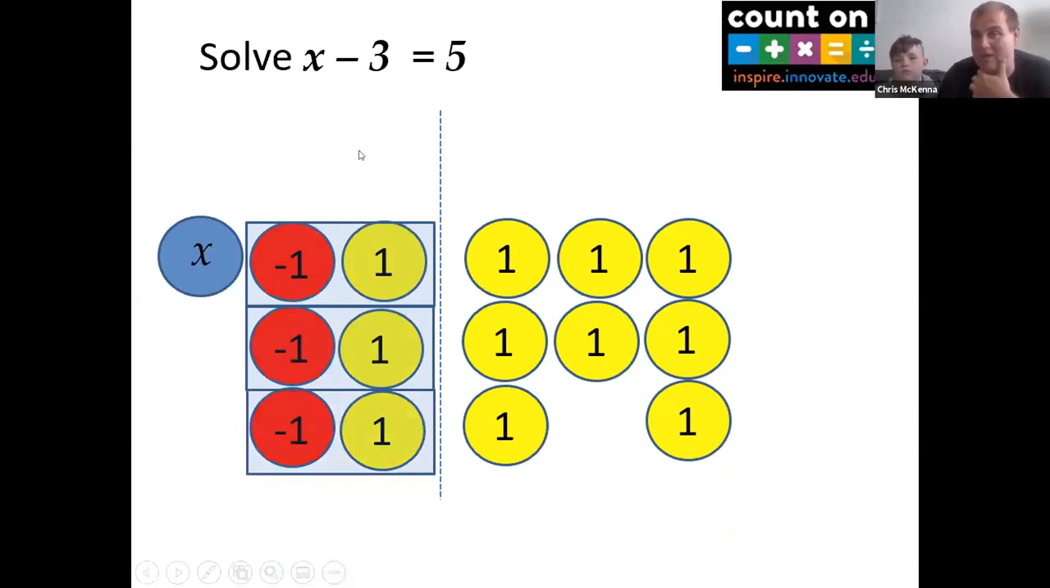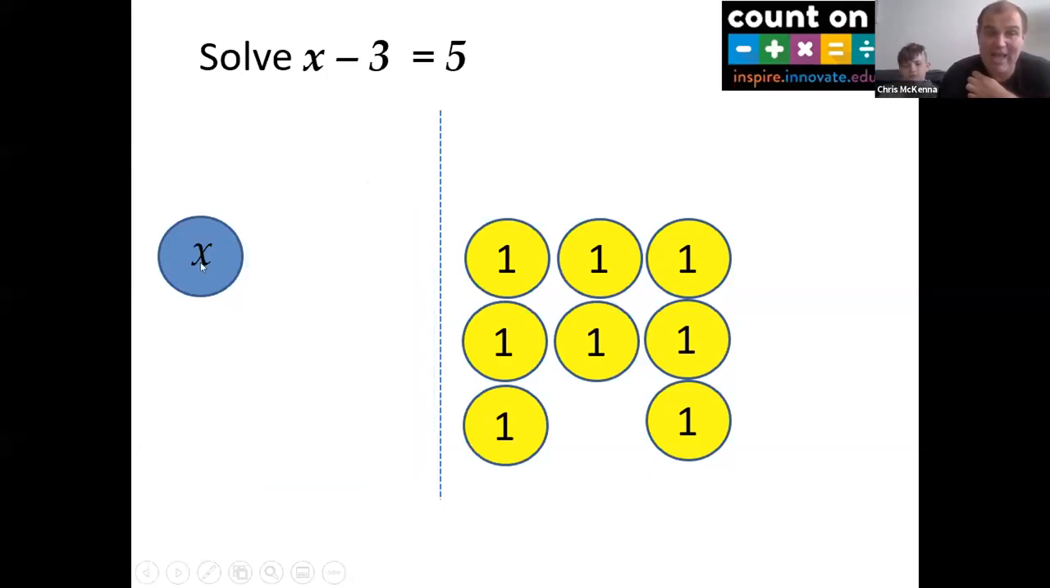So what do the 0 pairs do? They all equal 0, then we don't need them, do we? No. So I can just disregard these, and I'm left with x equals, how many is over here now? 8. Good. And again, you might think of that, you can say, well, 8 take away 3 equals 5, so yeah, I'm correct.